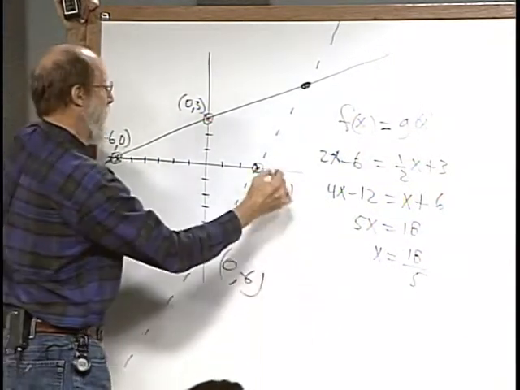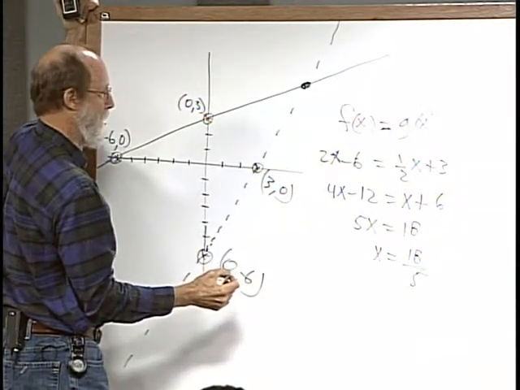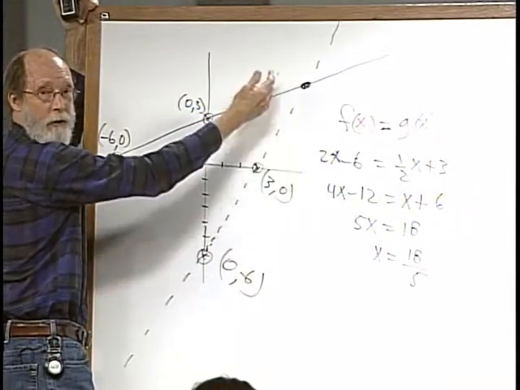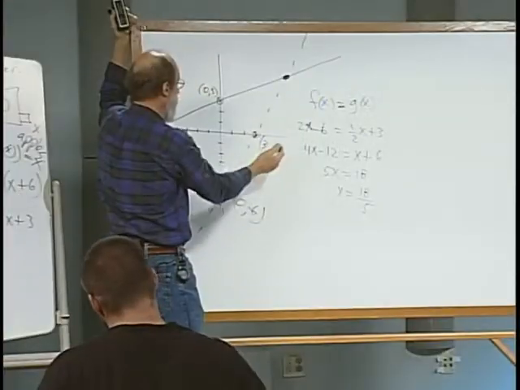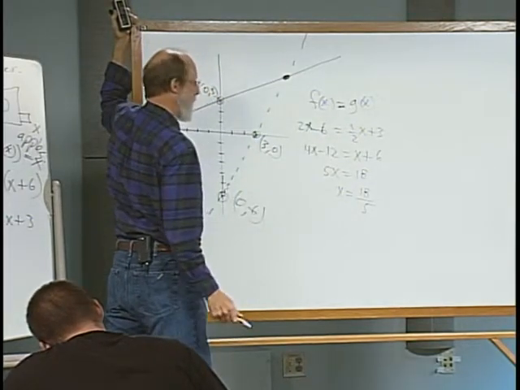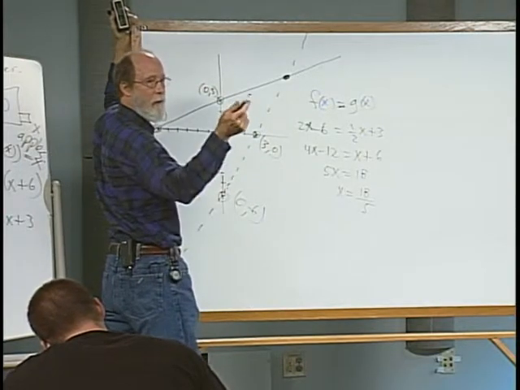3 and 3/5. Is that right? It doesn't look right, does it? Look at the graphics. The graphics don't look right. So is there a mistake in my algebra? Somebody said something. Excuse me?